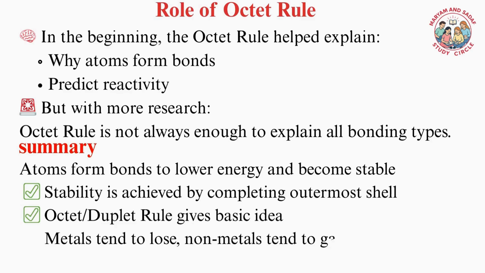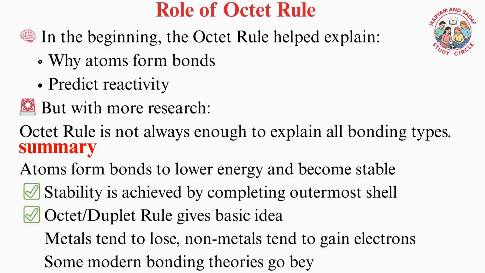Metals tend to lose electrons, and nonmetals tend to gain electrons. Some modern bonding theories go beyond the octet rule.